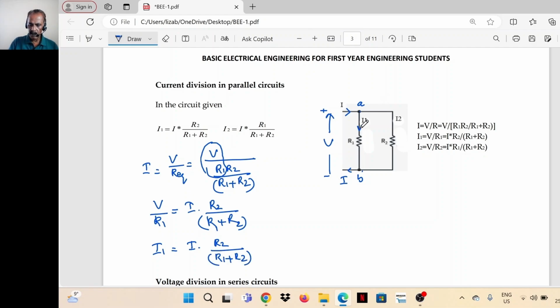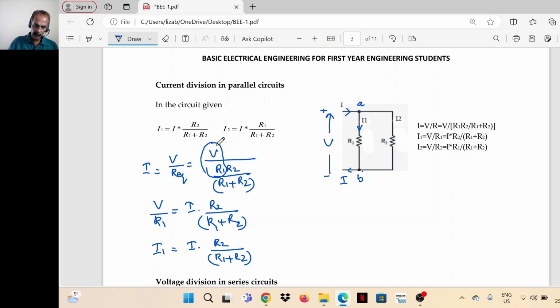That means the current through any branch is equal to the incoming current, that is, the current coming to node A, into the resistance on the opposite side. We want to find the current through R1. Resistance on the opposite side is R2. So I into R2 divided by the sum of the resistances, R2 divided by R1 plus R2.